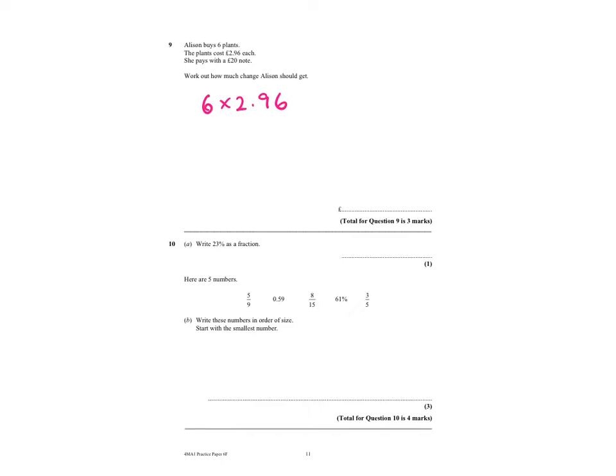which is 17.76. She pays with a £20 note. So to find the change, I need to do 20 minus 17.76. And I'm going to get £2.24.